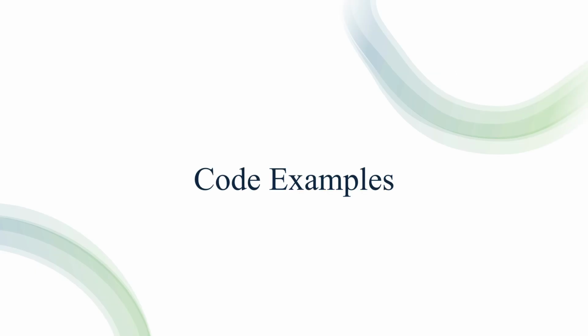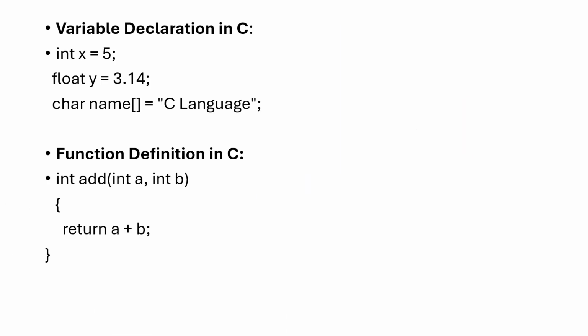So these are some of the code examples for the variable discussion in C. We are declaring int x is equal to 5 and float y is equal to 3.14, and a character name as C language. A function definition in C is like int add, with two parameters int a and int b, and it returns a plus b. It's a function declaration in C.